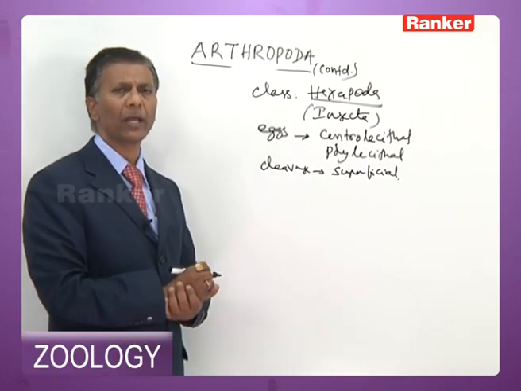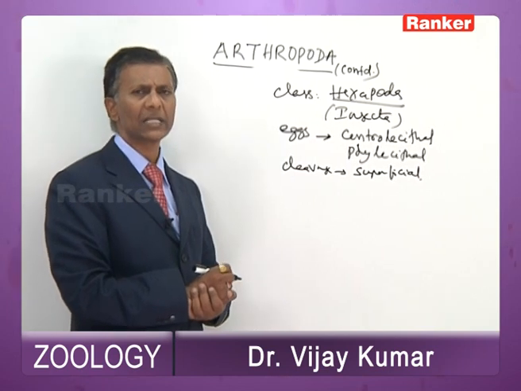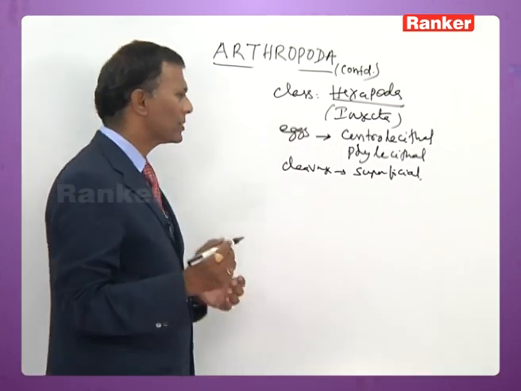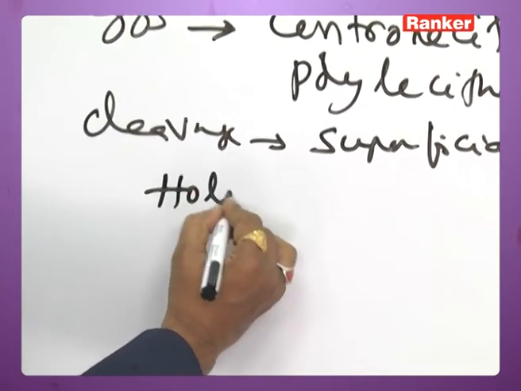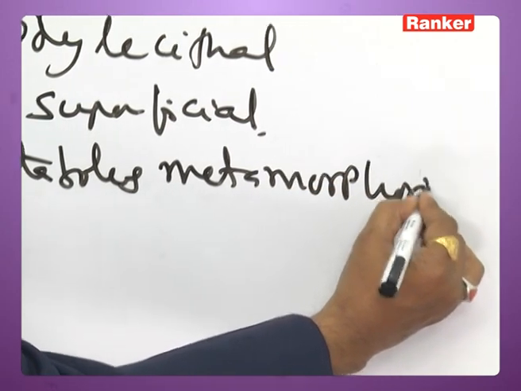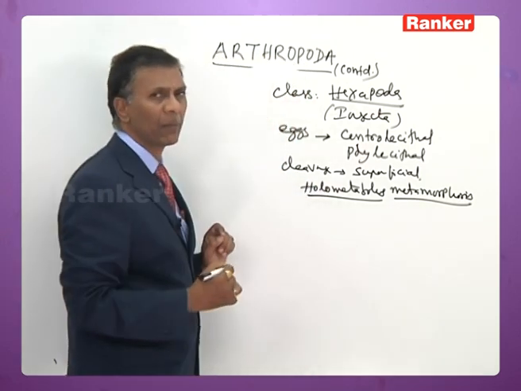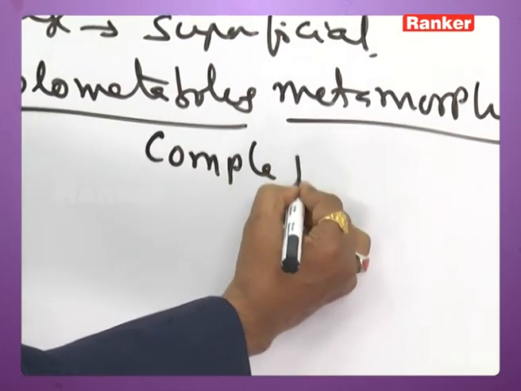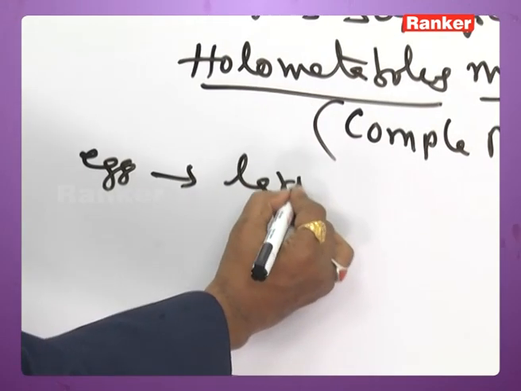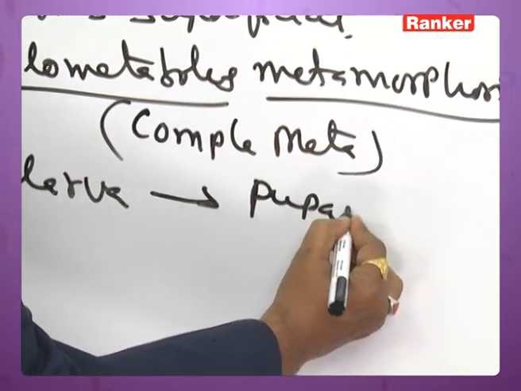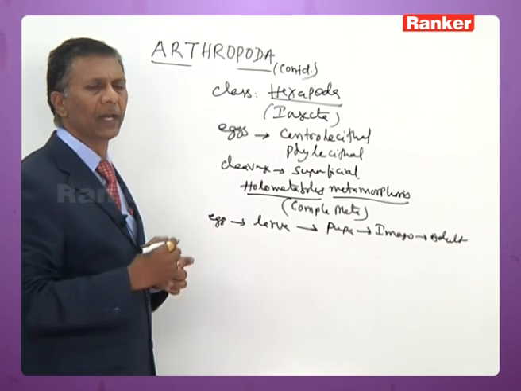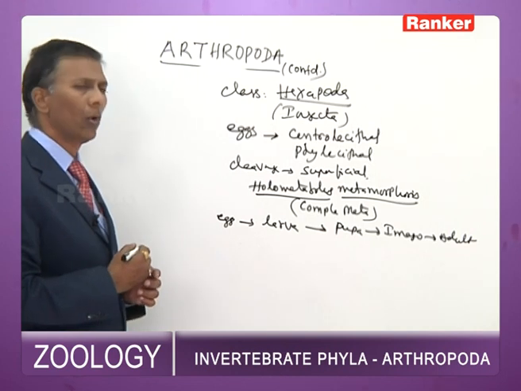Now the transformation of the larva into adult is called metamorphosis. The drastic changes that occur during the larval life which transform the larva into adult are collectively called metamorphosis. The metamorphosis is of 3 types: holometabolous metamorphosis, also called complete metamorphosis, where the life cycle involves egg. Egg hatches into larva. Larva transforms into pupa. Pupa transforms into imago. Imago transforms into adult. So if the life cycle involves egg, larva, pupa, imago and adult, it is called holometabolous metamorphosis.